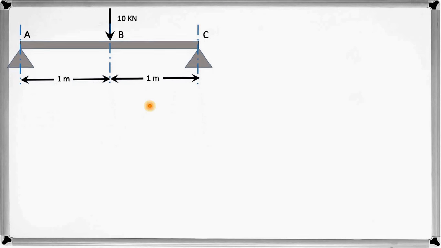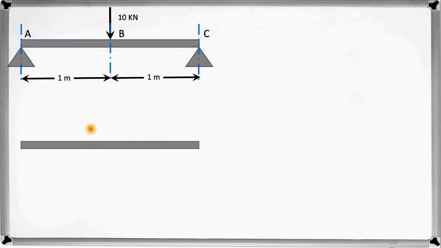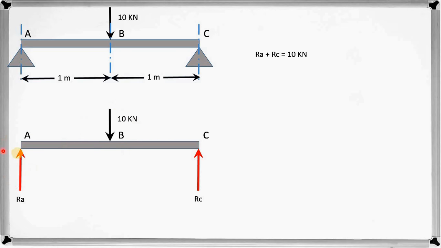Now to find the forces on the beam, draw the free body diagram of the beam only. There are two reaction forces, one at support A, another at support C, and of course a 10 kN force is acting vertically at location B. Let's write down the equilibrium equation. Summation of all forces is 0. So Ra plus Rc equals 10 kN, and by symmetry we know that Ra is equal to Rc. On solving the above two equations, we get Ra equal to Rc equal to 5 kN.